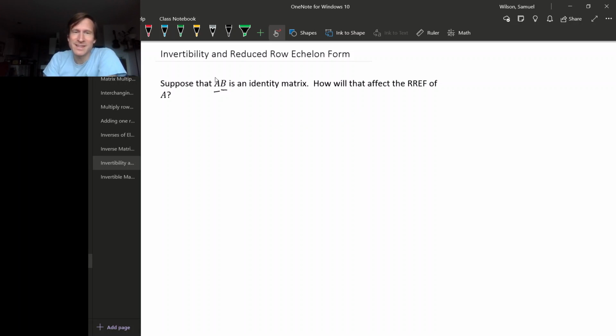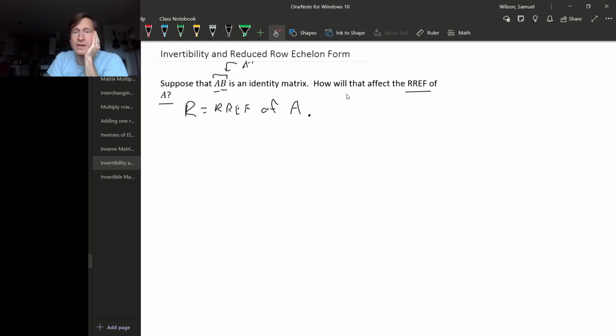Now, A being invertible is just a special case of this situation, because if A actually is invertible, then the inverse of A will be playing the role of B. But it's possible to have a product be the identity matrix with B not being an inverse, or with A not being invertible. So let's see what happens. Well, let's call the reduced row echelon form of A, let's call that matrix R.